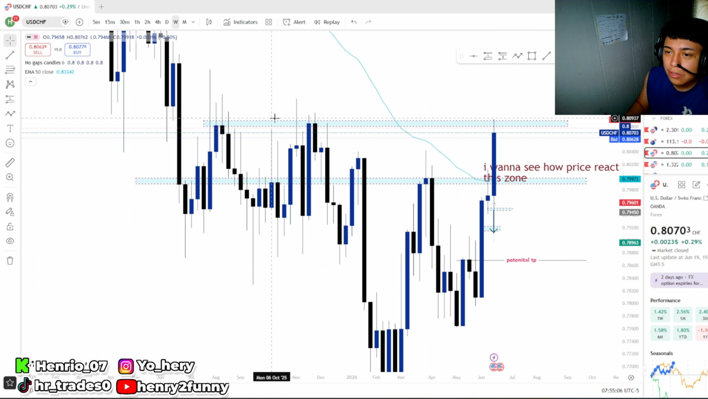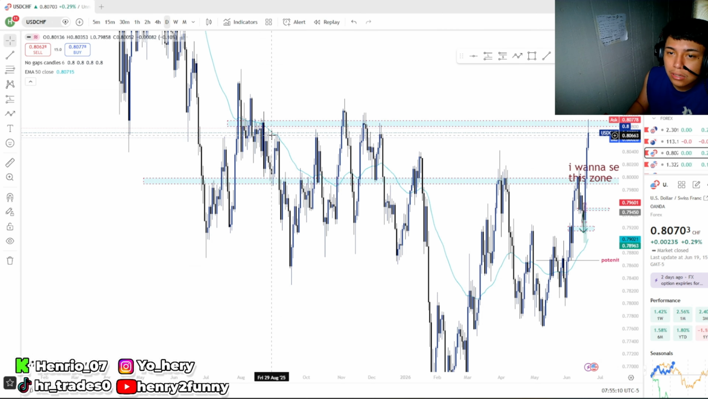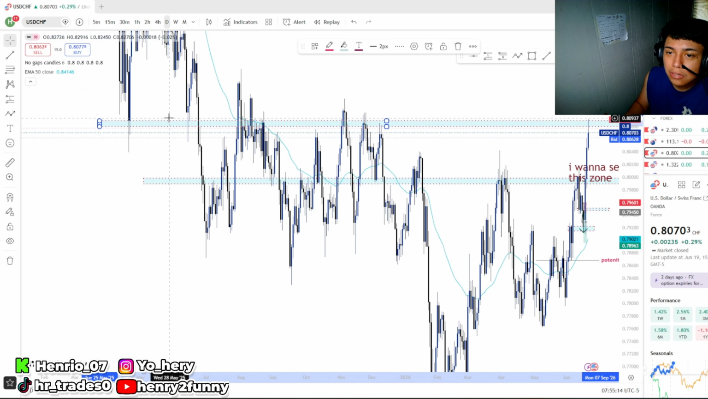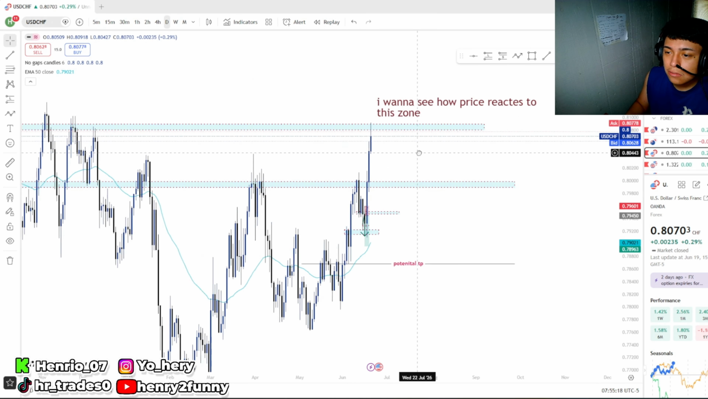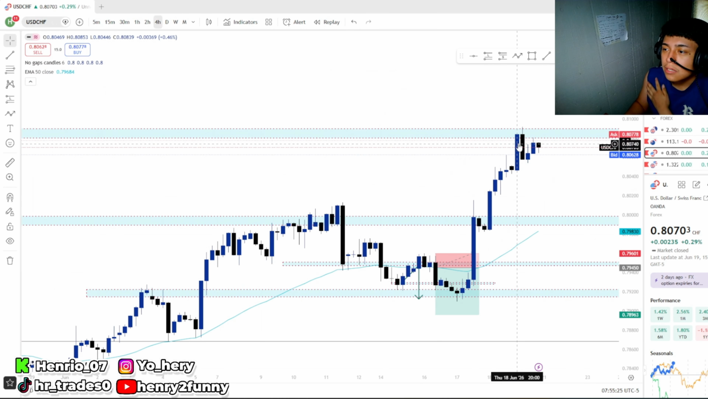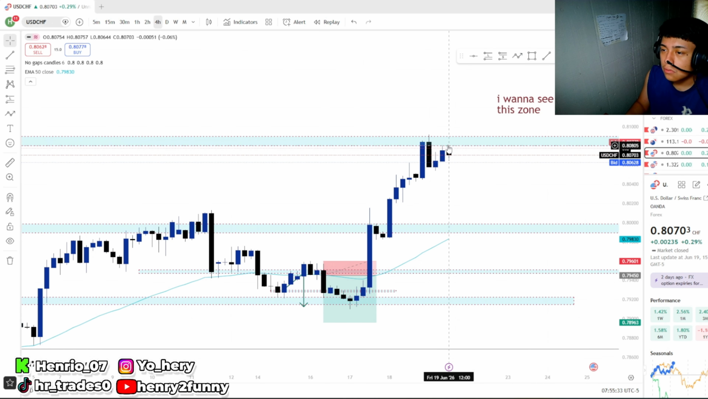Here you can see more of an area of interest, right? As we can see here as well, price rejects these zones, so it's a good area. I want to see how price reacts to this zone, and you can see it starting to reject here. So we might just consolidate for a bit, then start shifting structure. Hopefully we do. We might need some liquidity grab, probably.